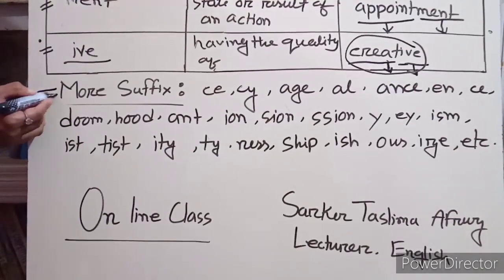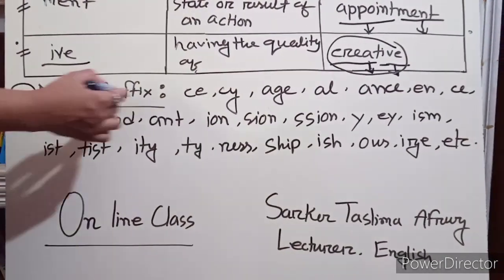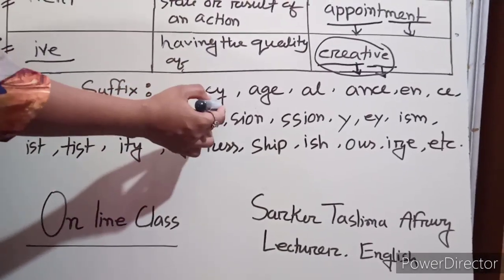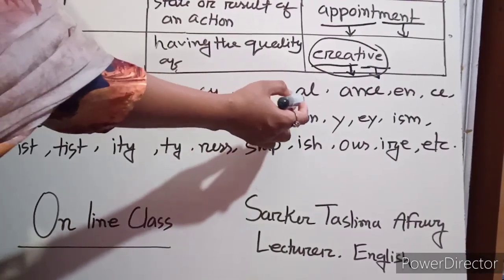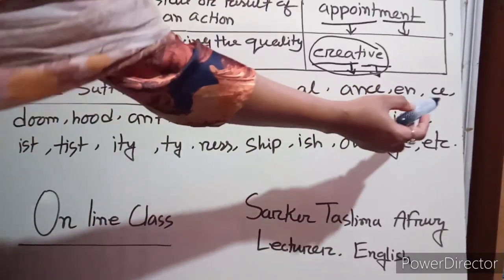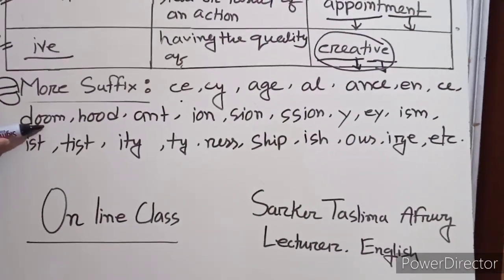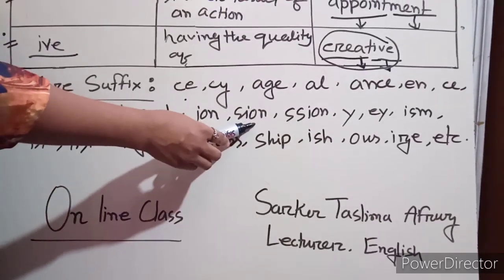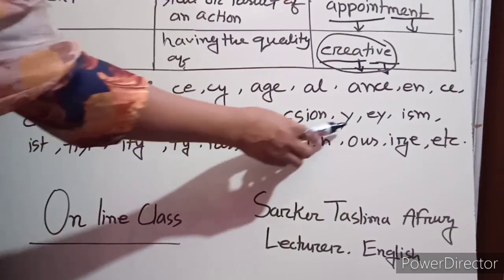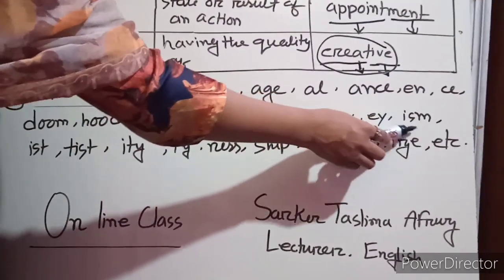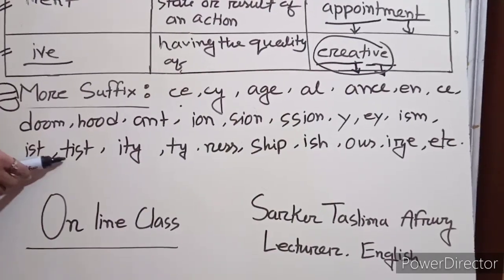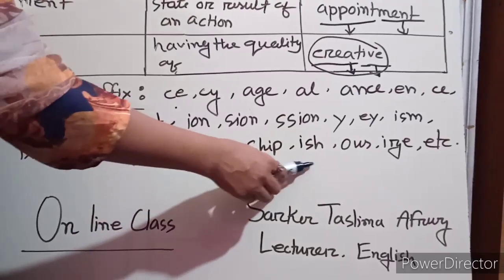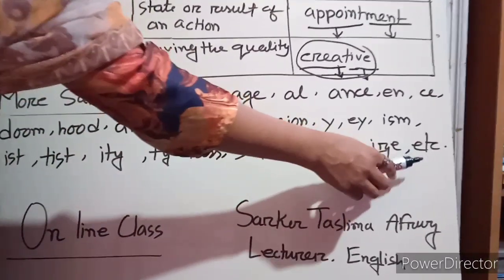Here is lots of information for you. More suffixes, and the suffixes are: ce, cy, age, al, ance, dom, hood, ent, ion, sion, ssion, y, cy, ism, ist, ity, ty, ness, ship, and so on.